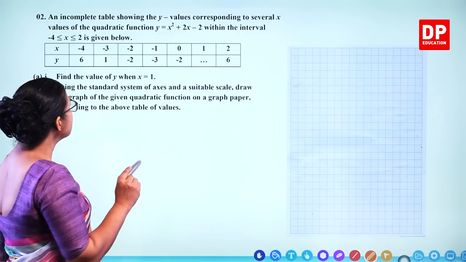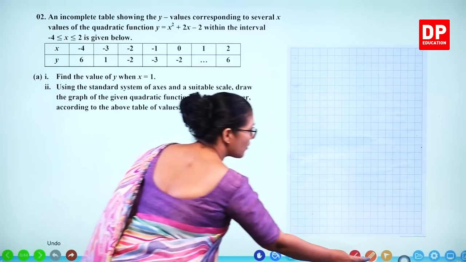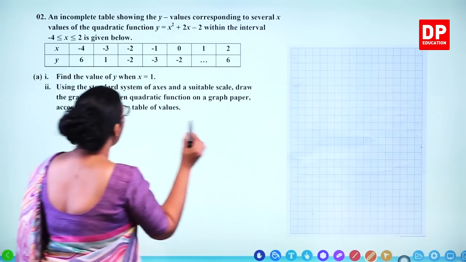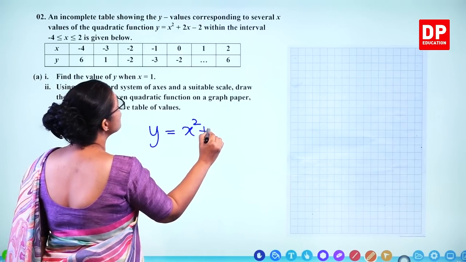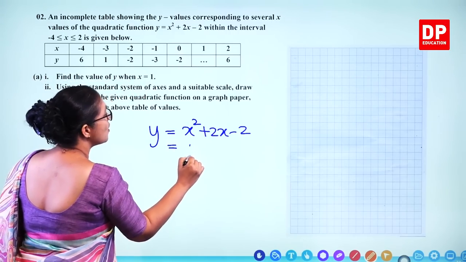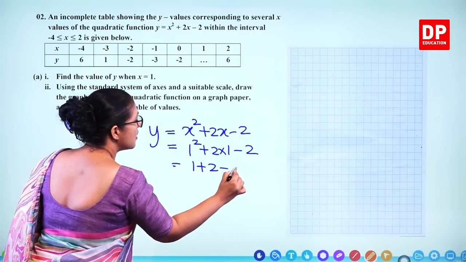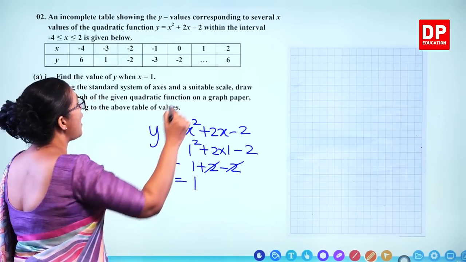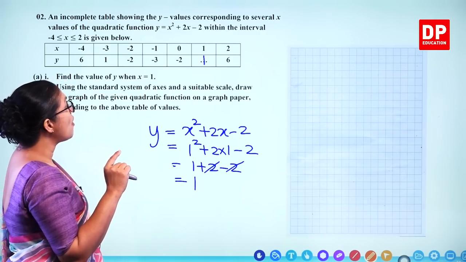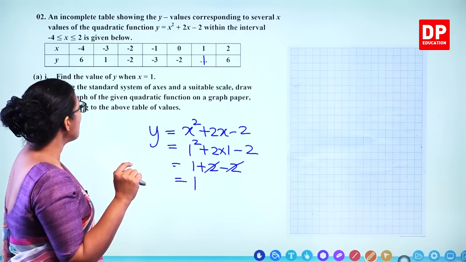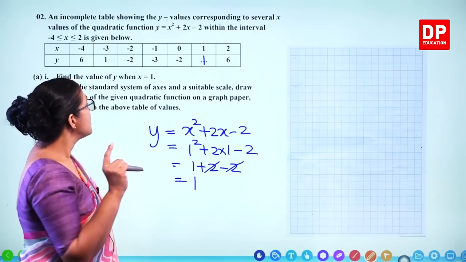Find the value of y when x equals 1. Just substitute the value. So we can find the y value when x equals 1. So take the equation x squared plus 2x minus 2, substitute x equals 1. You get here 1 as the answer. So that means this part is 1. Then using the standard system of axes and a suitable scale, draw the graph of the given quadratic function on a graph paper according to the above table of values.